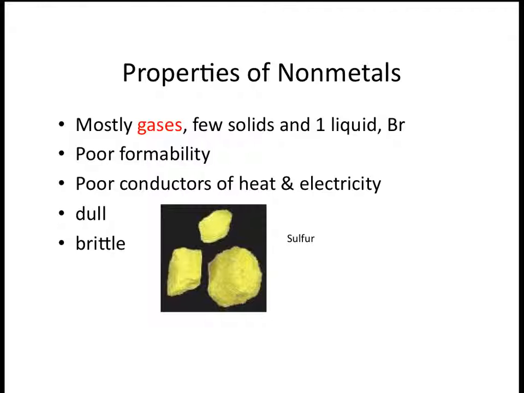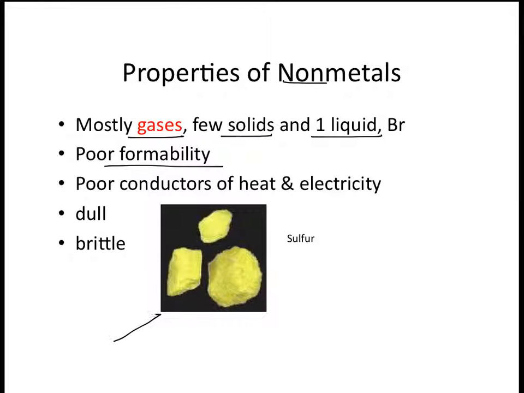The prefix non means not, and so our properties of nonmetals will probably be most of the opposites of metals. When in states of matter, most of the nonmetals are gases. There's just a few solids, and there's that one liquid at room temperature, and that happens to be bromine. They have very poor formability.